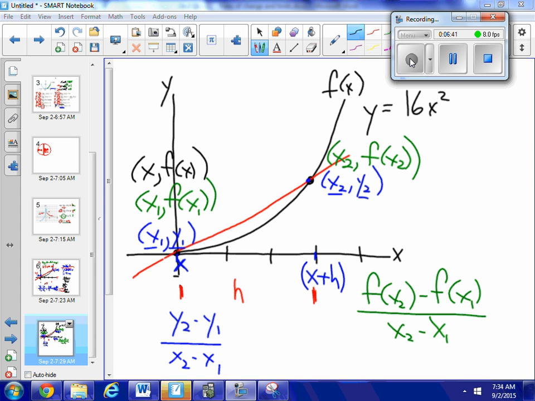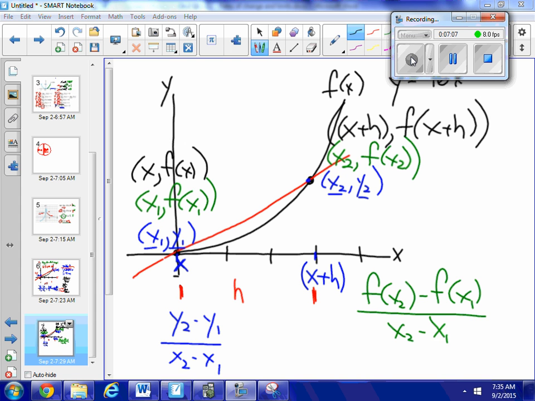And this point over here is going to be the point, again, I'm running out of space. Let's see. I think I made a little space there. This point right here is going to be the point x plus h, comma, f of x plus h. That's what that point is.